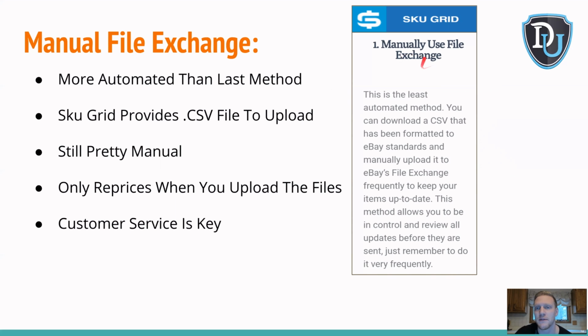So, manually use the file exchange. This is the least automated method. You can download a CSV that has been formatted to eBay standards and manually upload it to eBay's file exchange frequently to keep your items up to date. This method allows you to be in control and review all updates before they are sent. Just remember to do this very frequently.